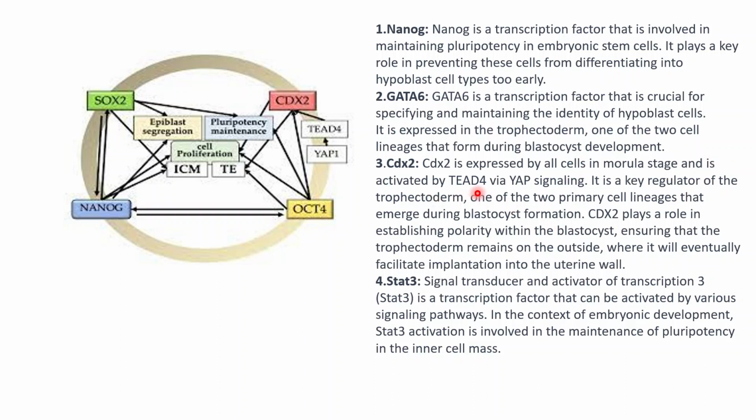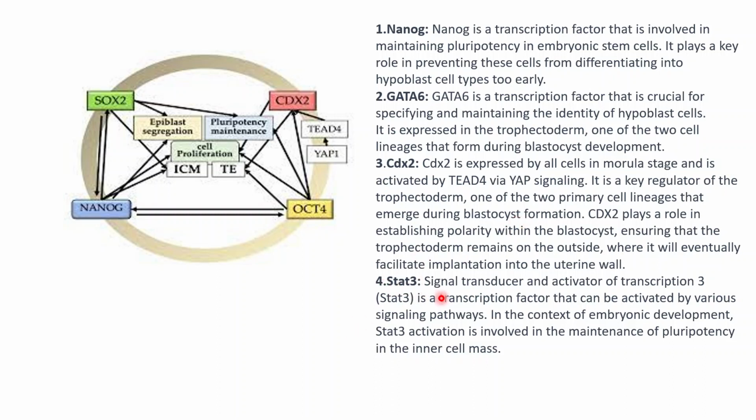It is activated by TEAD4 via YAP signaling. It is a key regulator of the trophectoderm, one of the two primary cell lineages that emerge during blastocyst. CDX2 also plays a role in establishing polarity within the blastocyst, ensuring that trophectoderm remains on the outside, where it will eventually facilitate implantation into the uterine wall. So CDX2 will ensure that trophectoderm is on the outside and the inner cell mass is on the inside. CDX2 is uniformly expressed in morula stage, but later as the stage progresses, the expression is restricted.